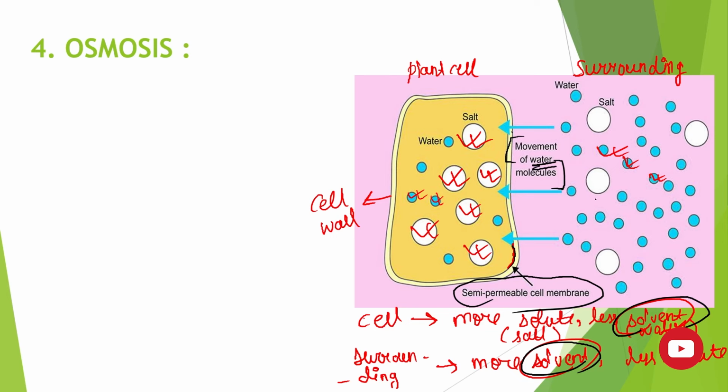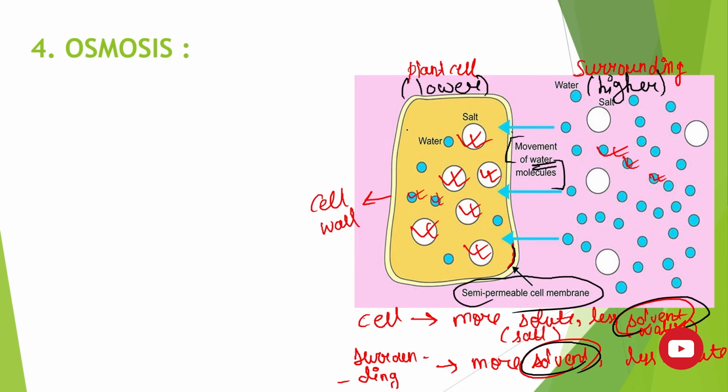Which is the higher concentration here? Surrounding is the higher concentration. How is the surrounding the higher concentration? Because we are considering the water molecules here. If we look, the surrounding has more water molecules, that is a higher concentration of water molecules, than the plant cell. So the plant cell has lower concentration.